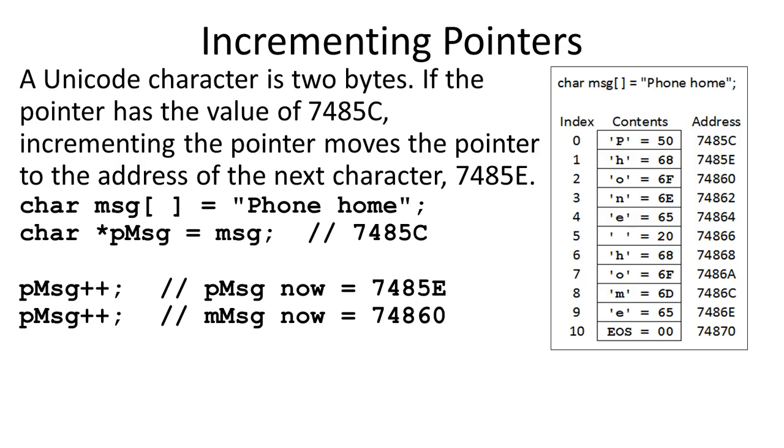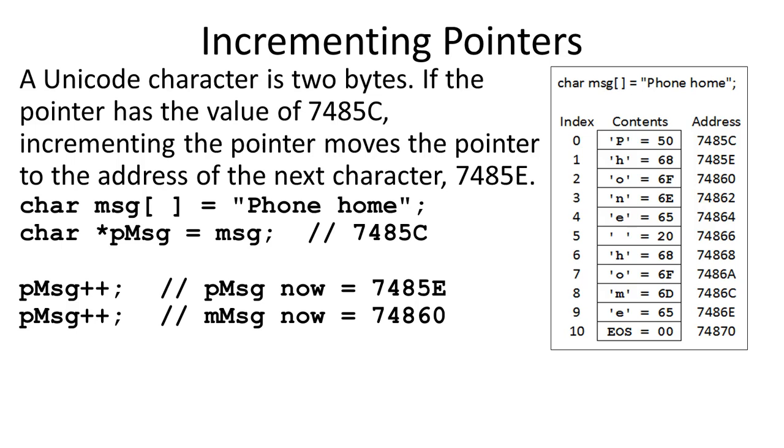Math operations can be performed on pointers, including incrementing and decrementing. Math operations work by the size of the data. For example, if working with integers, 4 bytes each, adding 1 to a pointer increases the memory address held by the pointer by 4. A character is 2 bytes. If the pointer has a value of 7485C, incrementing the pointer moves the pointer to the address of the next character, 7485E.